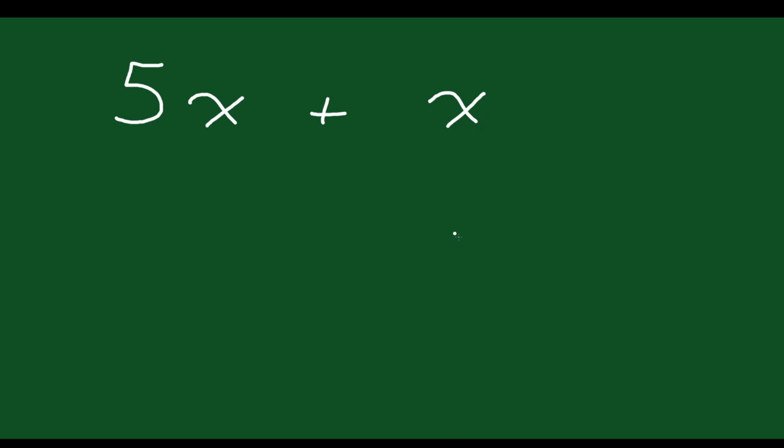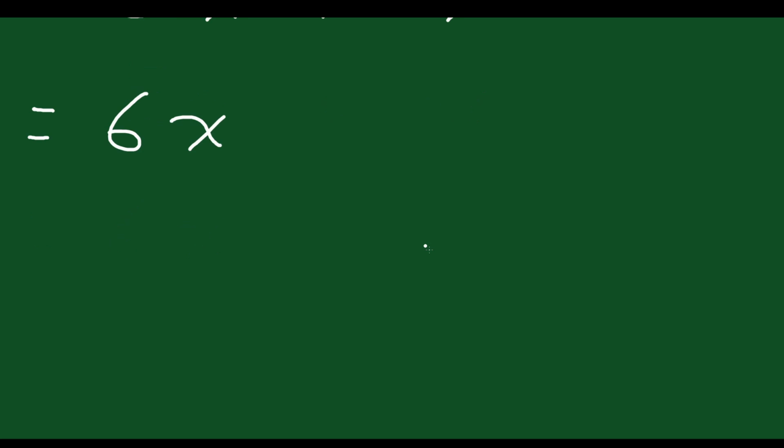When I say collect like terms, it means look at terms that are similar and see if we can group them together. So for example, if I have 5x plus x, you can think of it as I have 5 x's here and 1x here. Those are like terms because they both share the same variable. They both share x. So 5x plus 1x is going to equal 6x. And that's all you have to do.